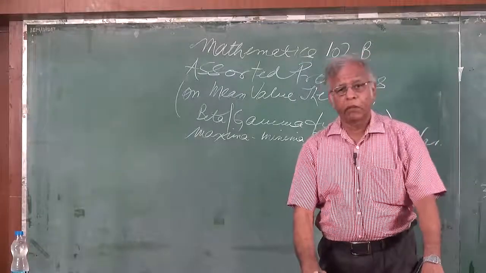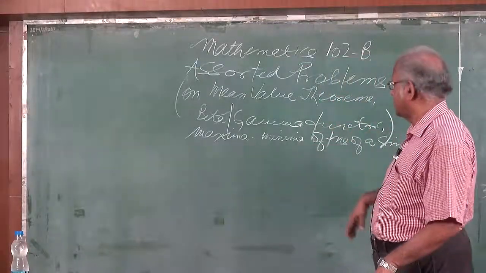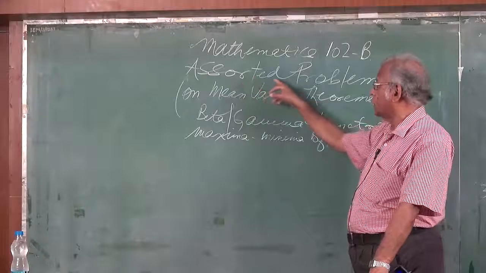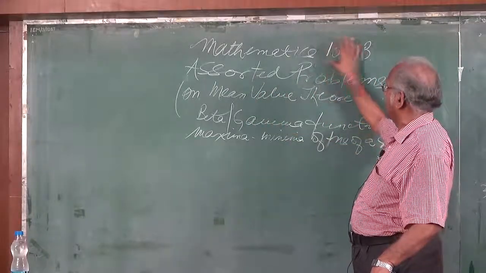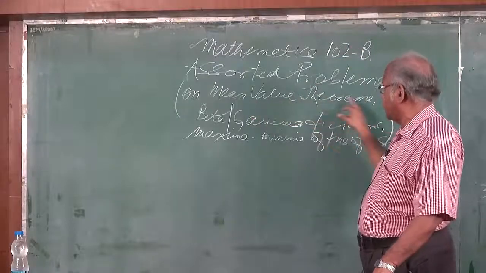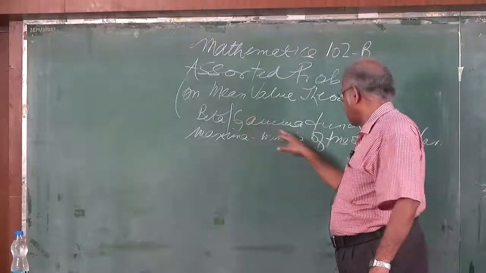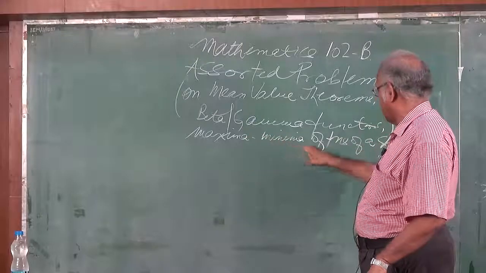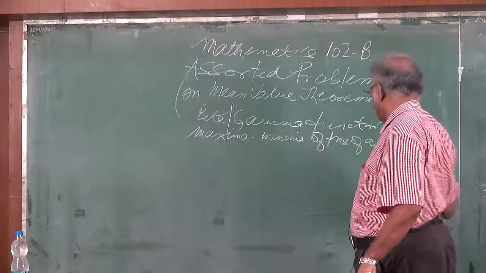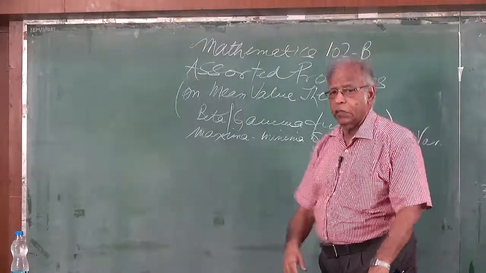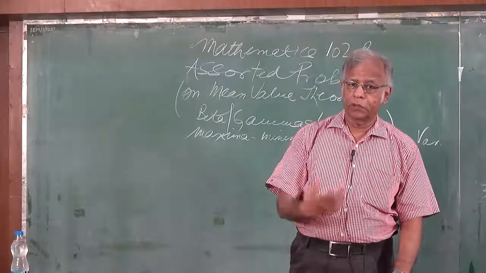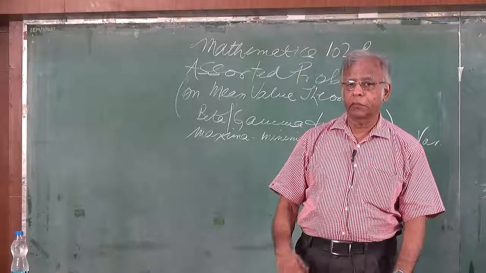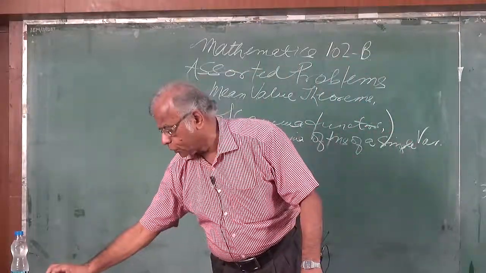So with that in mind, I have designed this lecture to read as assorted problems on the mean value theorem. This is part of the 102B course, mean value theorems, beta gamma functions, maxima and minima of functions of a single variable and so on. Whatever problems I felt are good, I have selected them. So I'll put up the first problem after rubbing out what is there on the board.